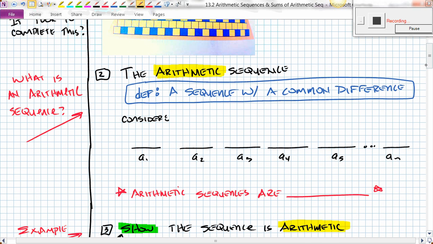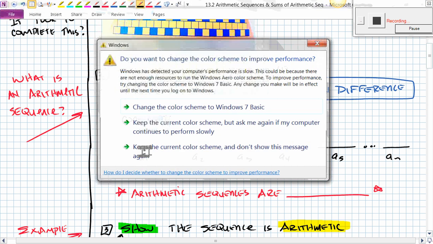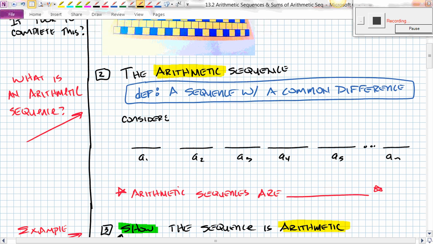Okay, let's talk about an arithmetic sequence. An arithmetic sequence is nothing more than a sequence with a common difference. So here's an example of one. If I gave you 3, and then 5, and then 7, and then 9, and then 11. Okay, let's examine this. Well, to go from 3 to 5, you got to add 2. To go from 5 to 7, you got to add 2. From 7 to 9, you got to add 2. From 9 to 11, you got to add 2.